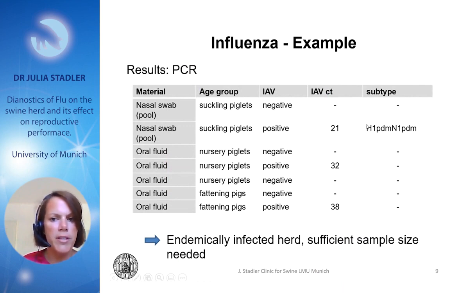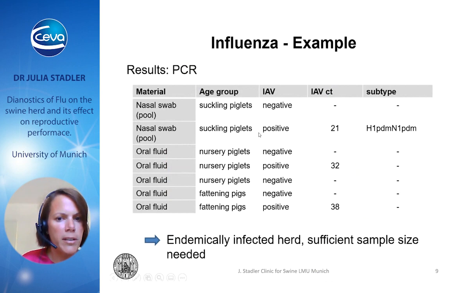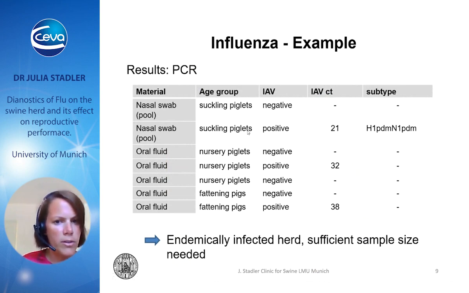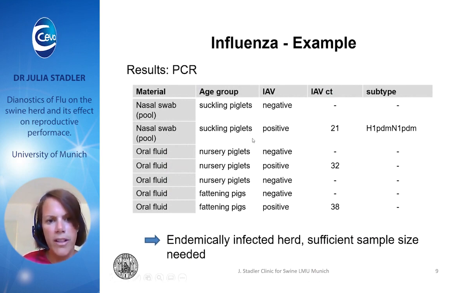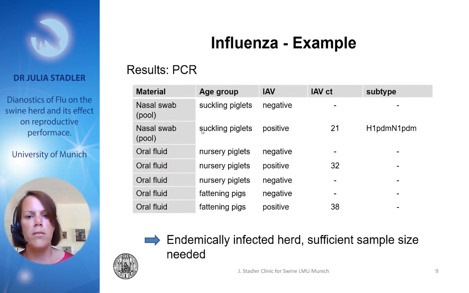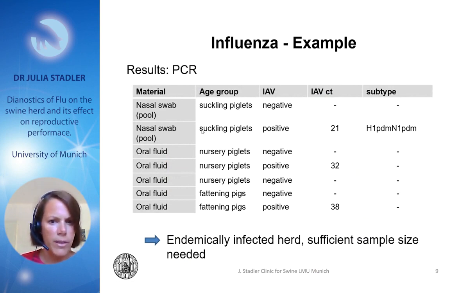positive in the subtype-specific PCR, and interestingly, the subtype-specific PCR was repeatedly positive in samples from suckling piglets. This is in accordance with previous study and also in accordance with reports from vets that for direct detection of influenza, suckling piglets are the preferred age group to sample. So if we had just relied on serology in this case, we would have missed the pandemic influenza infection. However, you can also see that for the direct detection, a huge sample size is needed.